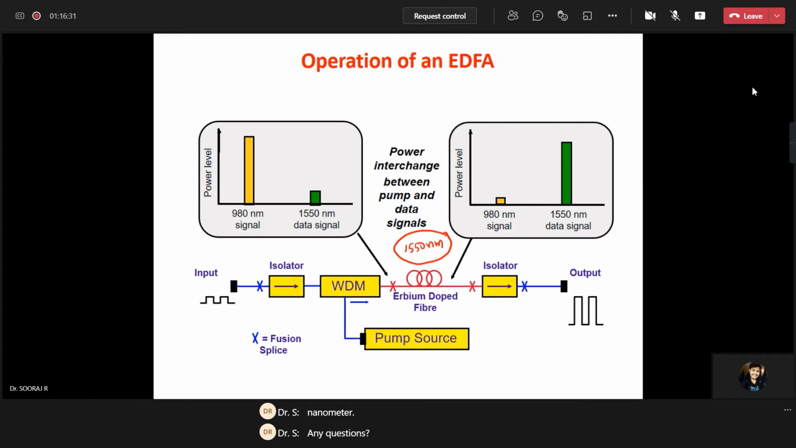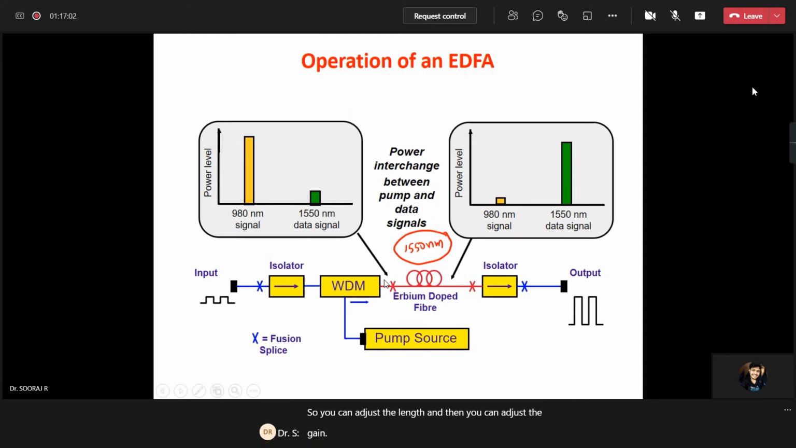Sir, how do you control the amplification level in this amplifier? You can use an optical attenuator, which is nothing but a filter. The other way is that the level can be controlled by adjusting the length. The gain is proportional to the length of the fiber, so you can adjust the length and thereby adjust the gain.